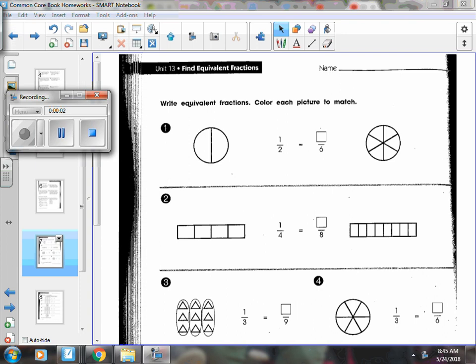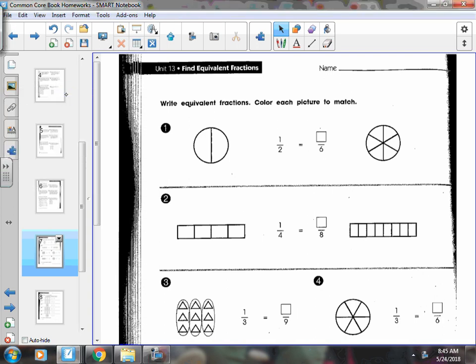Kiddos, here is end of year math homework for page 68 and 72. Let's look at page 68. It says write equivalent fractions, color each picture to match.